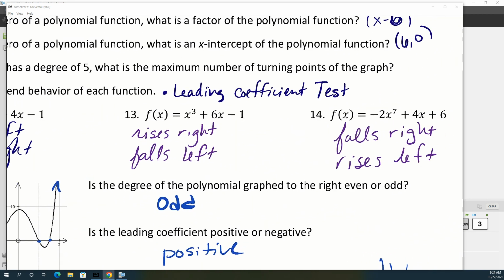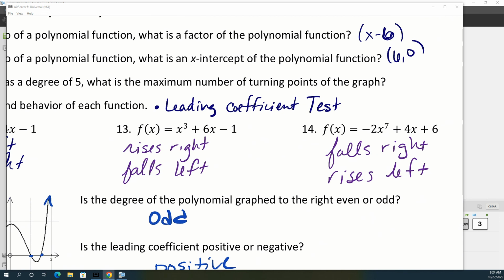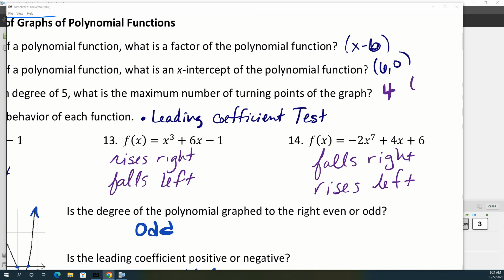All right, and then if a function has a degree of 5, what is the maximum number of turning points? That's something we haven't talked about in a while. Yes, so it's 1 less than the degree. And then the number of zeros should match the degree if you're talking about real and imaginary.